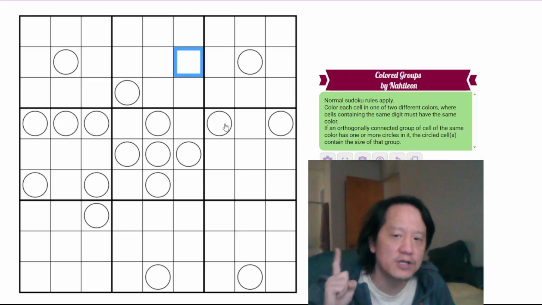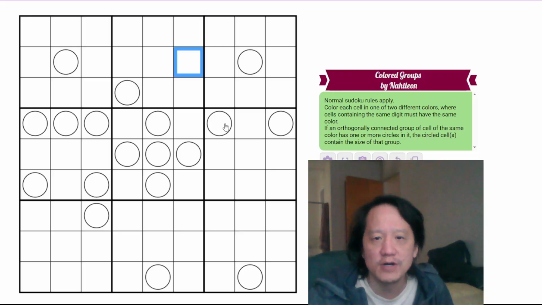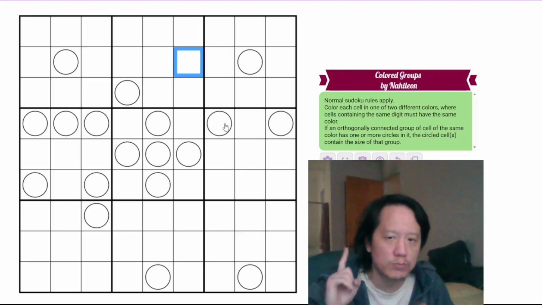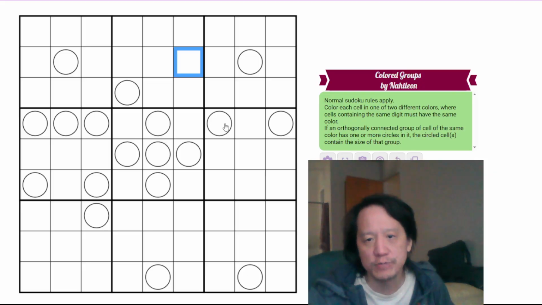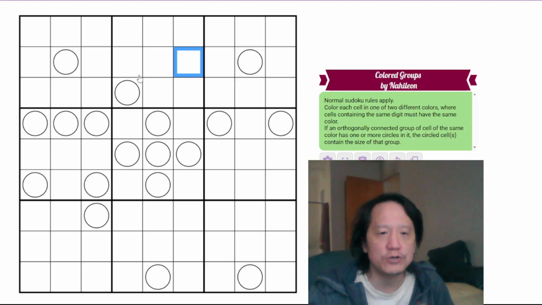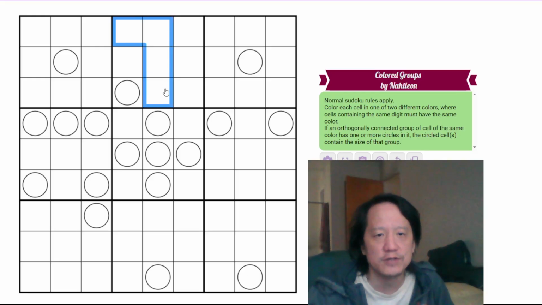If an orthogonally connected group of cells of the same color has one or more circles in it, the circled cells contain the size of that group. So an orthogonally connected group of cells of the same color means you can go from any cell in that region to any other cell in that region just by going through edges, all while staying within that region.